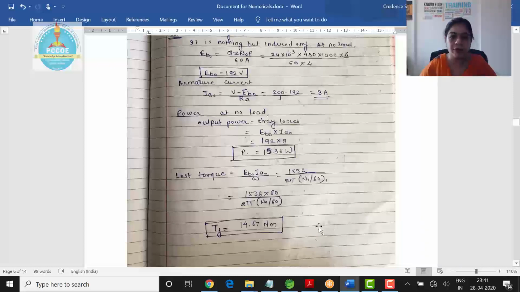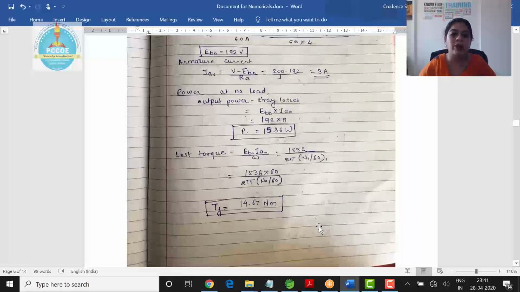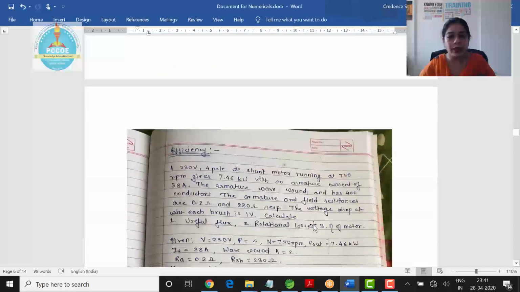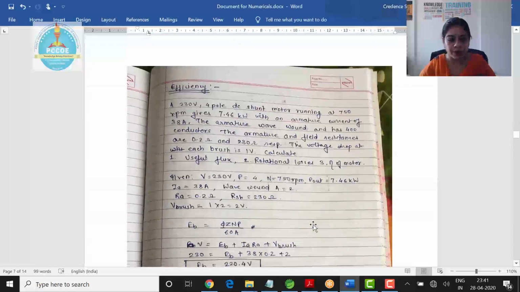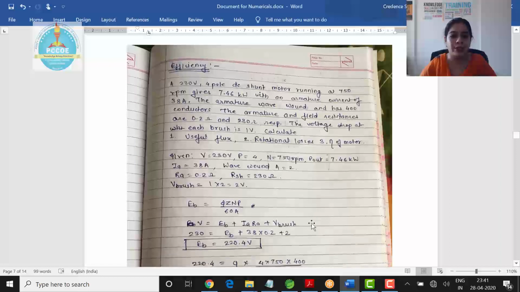So these are the four numericals just based on the simple things. Now we will go for solving the numerical for the efficiency, output power upon input power. The first four were based on finding the value of speed and torque. Now we are going to see the problem for the efficiency. Efficiency is output power upon input power. We have seen the losses are there, and we have seen the formula of the efficiency.